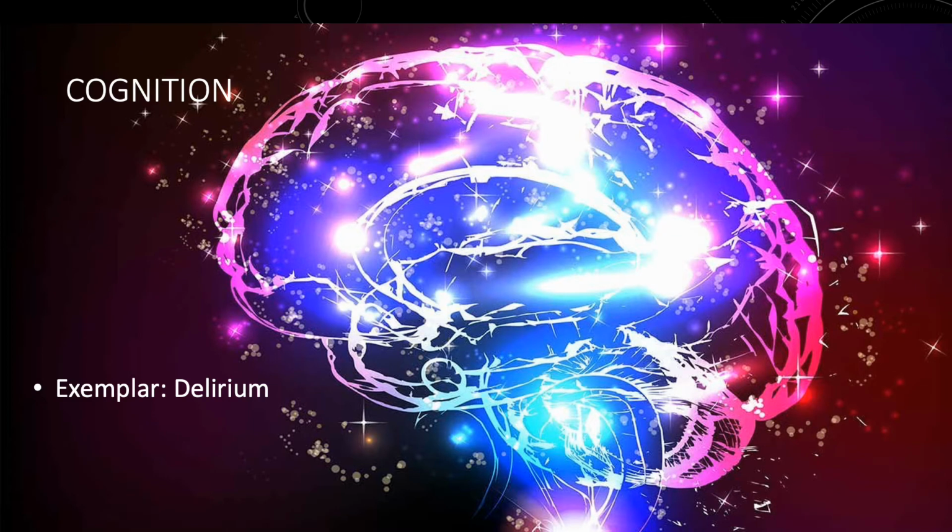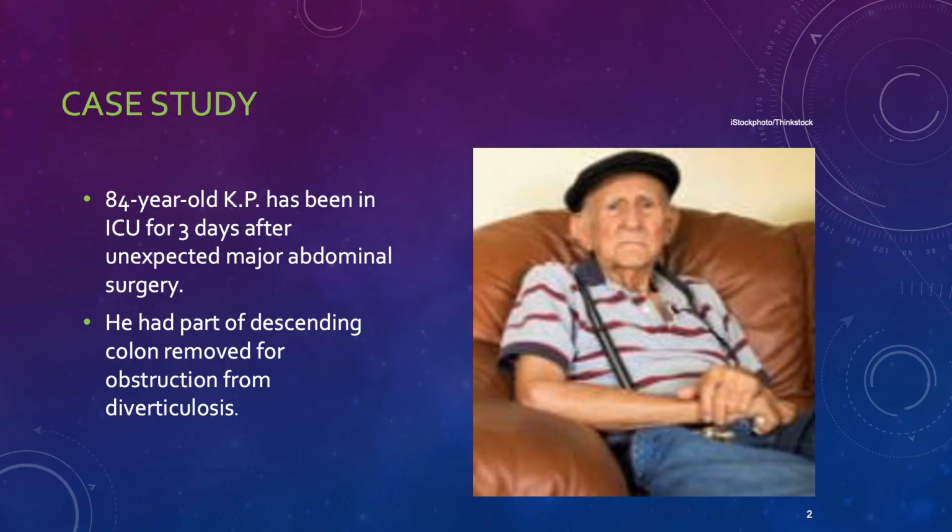We're going to be applying the nursing concept of cognition to the patient with delirium. We're going to use a case study for this. So we're going to talk about 84-year-old KP. Mr. KP has been in ICU for 3 days after unexpected major abdominal surgery. He had part of a descending colon removed for obstruction from diverticulosis.